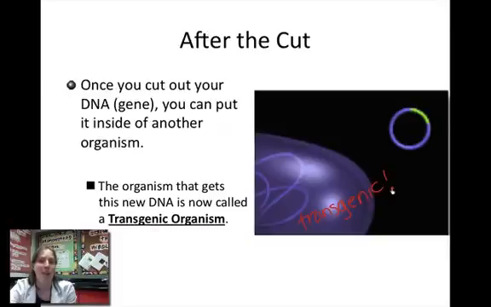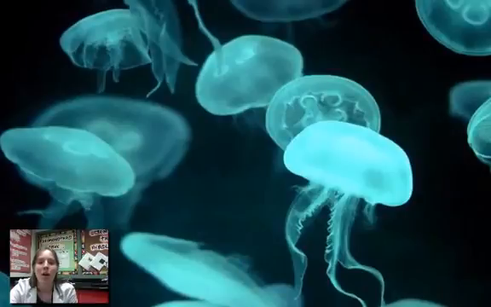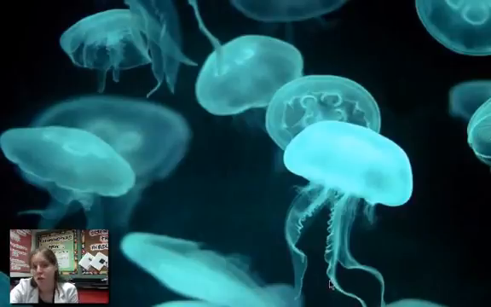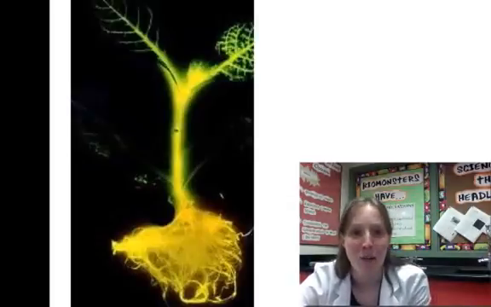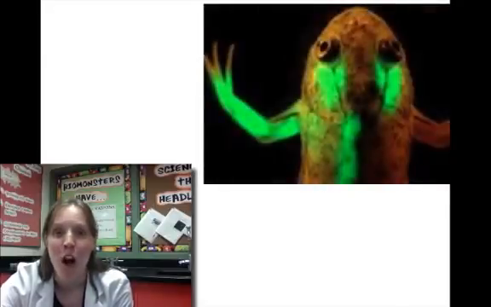Now, let's talk about one example of this, a very famous one in biology. This is a jellyfish, and jellyfish have a gene inside of them that has nitrogen bases, letters inside of it that code for a protein that makes the jellyfish glow. If you've ever seen a jellyfish in the ocean at night, you might have noticed that it glows. Now we can take this gene out of the jellyfish and put it into other organisms like a tobacco plant. Look at that tobacco plant glow. Or we could put it inside of a frog and make the frog glow.